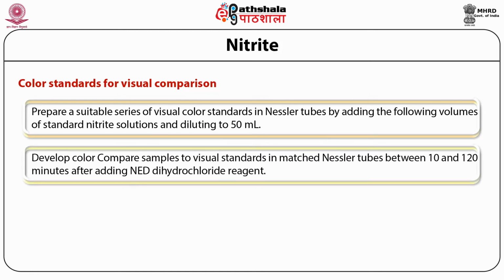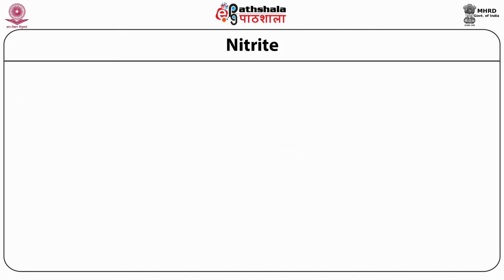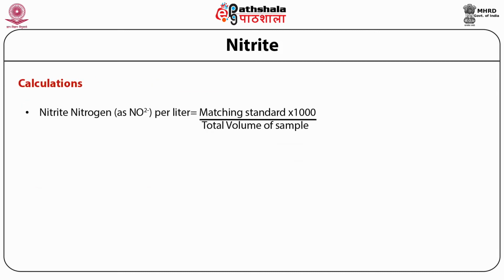Compare samples to visual standards in matched Nessler tubes between 10 and 120 minutes after adding the NED dihydrochloride reagent. Select the concentration where the sample tube color matches the standard tube color. The nitrite nitrogen per liter is calculated by multiplying the matching standard by 1000 and dividing by the total volume of the sample.